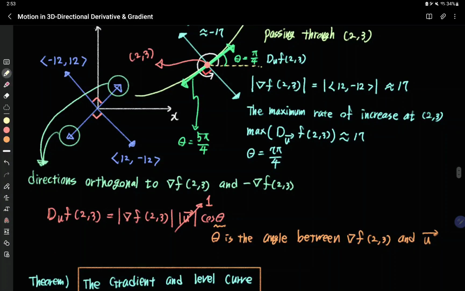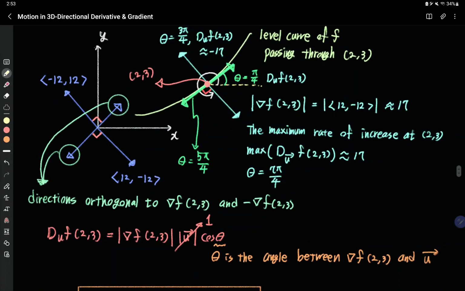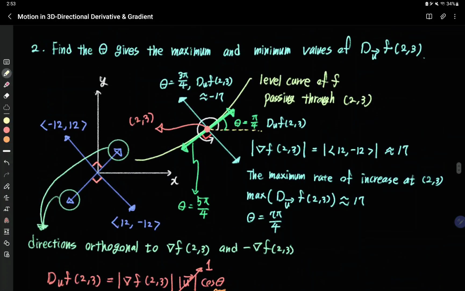Now you see that these two are actually tangent vectors of the level curve, and they are orthogonal to the gradient. So here we can see that the directional derivative is 0 when the direction u is along the tangent vector, and has the maximum value when u is orthogonal to the tangent vector. Is it true always? The answer is yes.